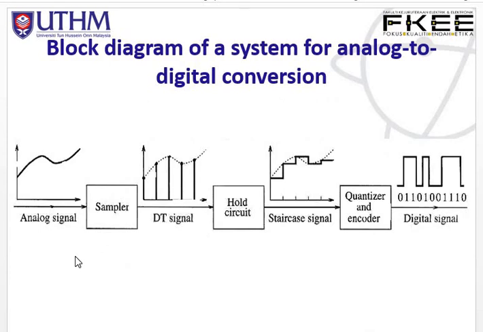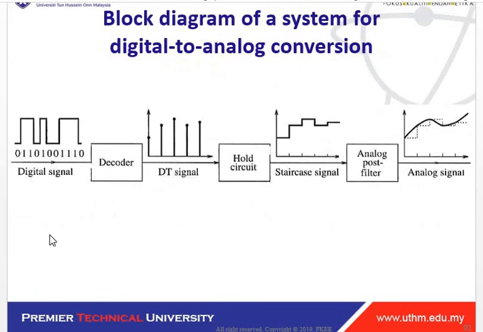So as a conclusion, this is the block diagram of the digital processing of analog signal. Analog signal is processed through a sampling process to obtain the discrete time signal, and then quantization to get a staircase signal, then coding process to obtain the digital signals. Similarly, for digital to analog conversion, when you get a digital signal, you pass it through a decoder to get a discrete time signal, and then through a hold circuit to obtain a quantized signal. From the quantized signal, you pass through an analog pulse filter to get the analog signal. So this is how we go from analog to digital and digital to analog again.